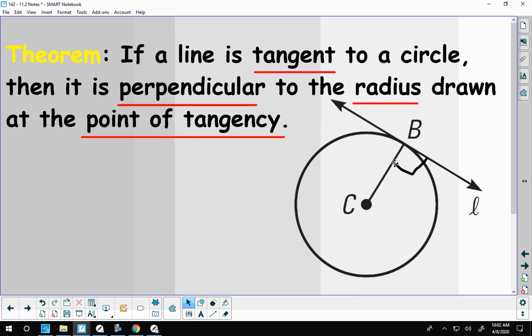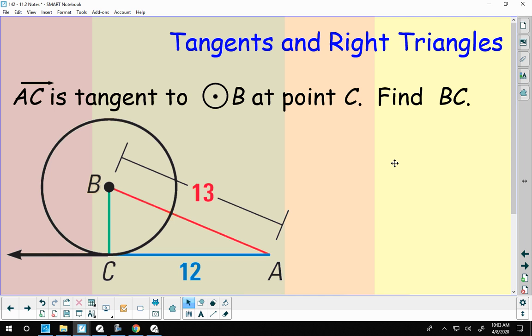There's a note on your notes where it says note. I think that's meant to show you that this is the symbol for perpendicular.